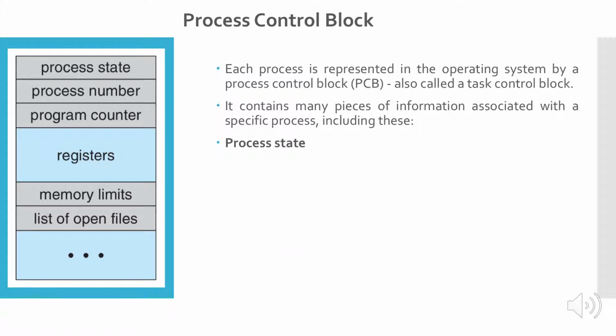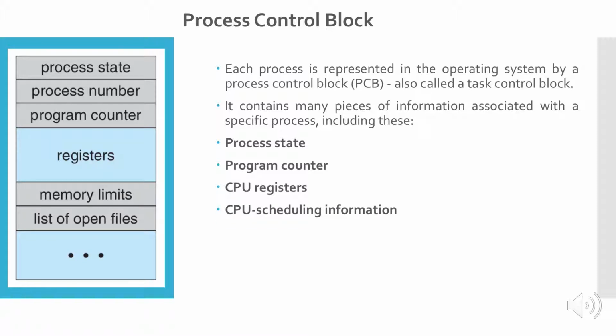Process state. The state may be new, ready, running, waiting, or terminated, and so on. Program counter. The counter indicates the address of the next instruction to be executed for this process. CPU registers. The registers vary in number and type depending on the computer architecture. They include accumulators, index registers, stack pointers, and general purpose registers, plus any condition code information. Along with the program counter, this state information must be saved when an interrupt occurs to allow the process to be continued correctly afterwards.